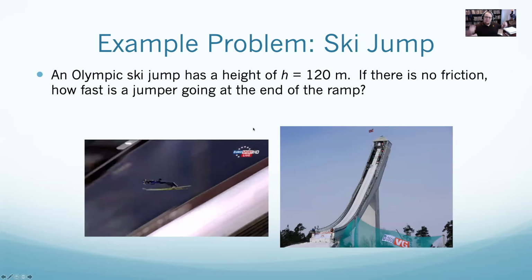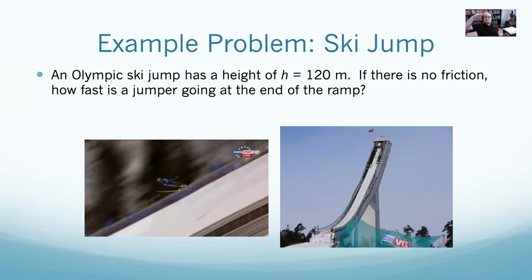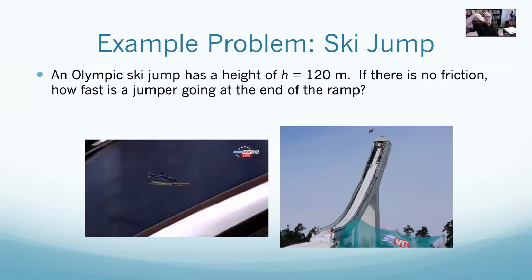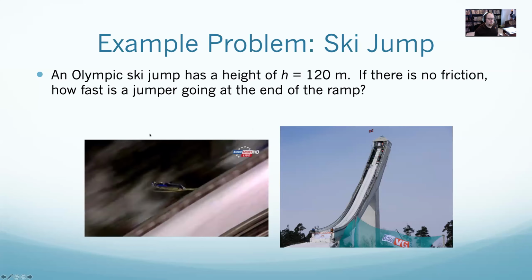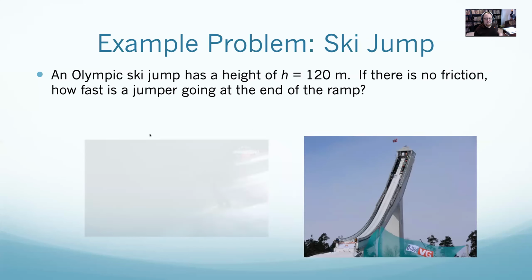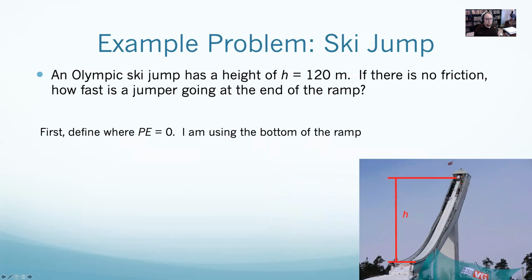In an Olympic ski jump, they normally push off to give them some initial velocity. Let's ignore that fact. Let's just say the ski jumper just steps on the top of the ramp with no initial velocity, and figure out how fast they go off the ramp. I've got to find my zero. I'm going to say they start a height h up, and I'm going to define the bottom of my ramp as potential energy is 0. This is my zero point, which means up here, my height is h, or 120 meters.